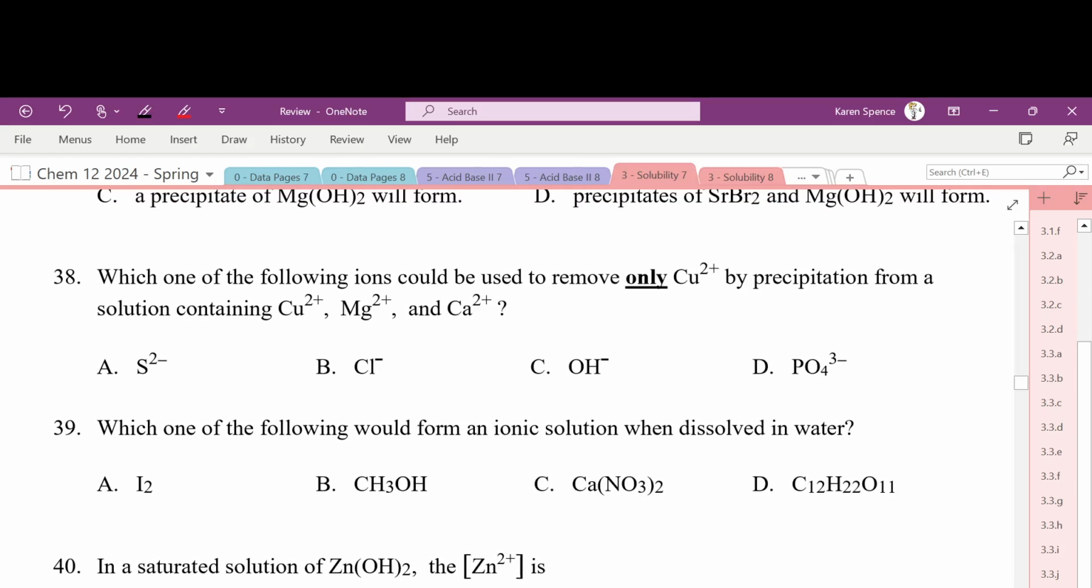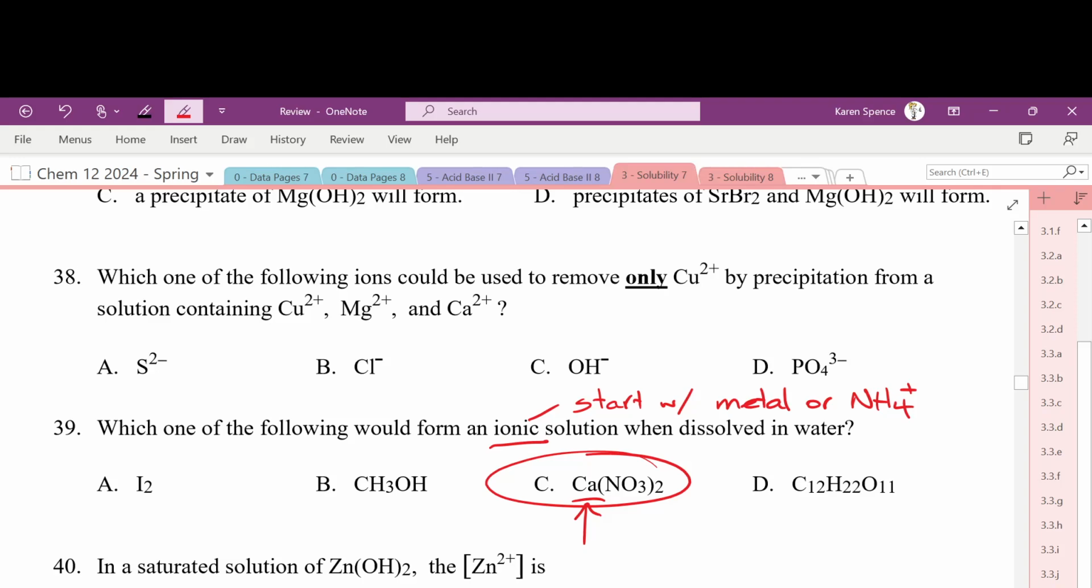Okay, once again, we have an ionic solution here that we're looking for. In order to be ionic, it needs to start with a metal or NH4. Yes. Okay, so who starts with the metal? Ca(NO3)2. All the rest do not have metals. So this one is ionic. The rest would be molecular. Okay? Yep.